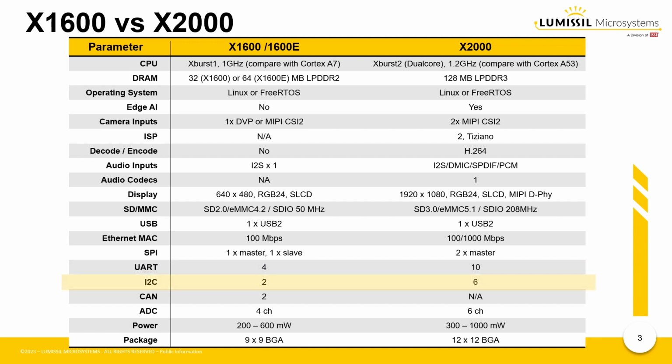The X1600 and 1600E have 2 I2C, where the X2000 has 6. The X1600 will support 2 CAN buses. They both have A to D converters, where the X1600 has 4 channels and the X2000 has 6 channels. And power, where our processors really shine: the X1600 and 1600E are typically rated at 200 to 600 milliwatts, where the X2000 is rated at 300 to 1000 milliwatts. Both come in compact packages, the X1600 in a 9x9 BGA and the X2000 in a 12x12 BGA.